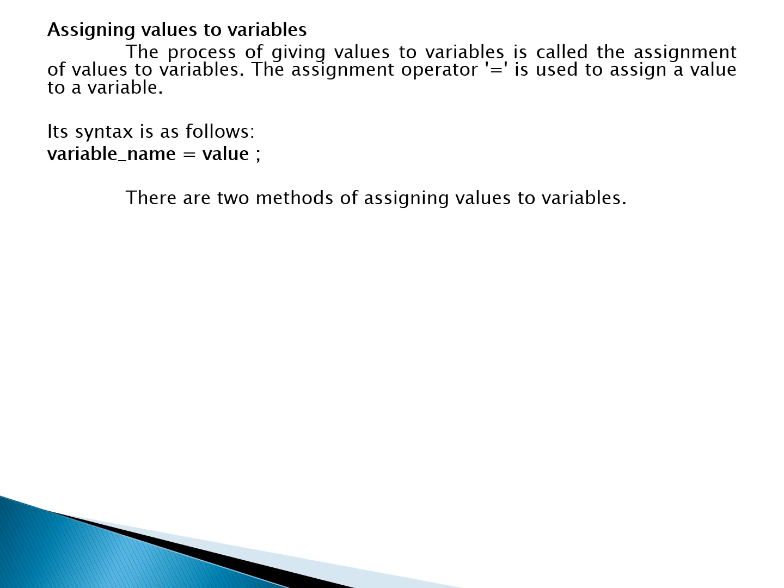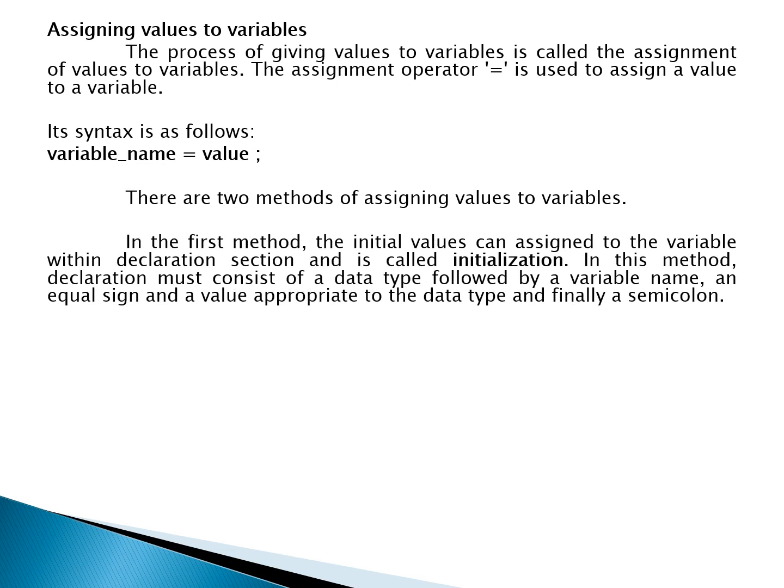In the first method, we are going to initialize the values to a variable within the declaration section, and it is called initialization. In this method, the declaration must consist of data type followed by a variable name, an assignment operator, and a value appropriate to the data type, and finally a semicolon.